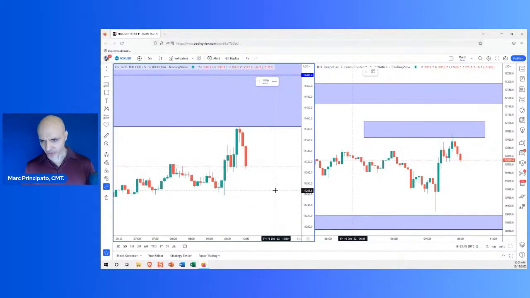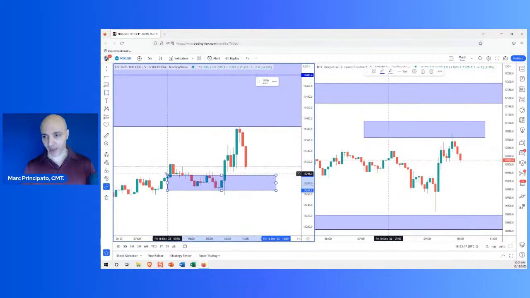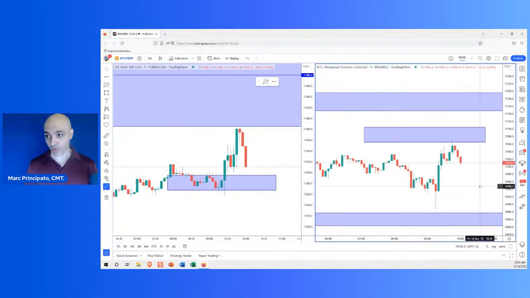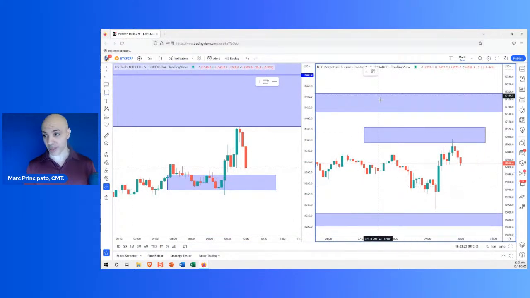So this area may pose to be a buying area for the Nasdaq. And if that's the case, that could turn into a long for Bitcoin. All right, it can give us a bullish signal. So that can give us a heads up for a number of reasons, right?